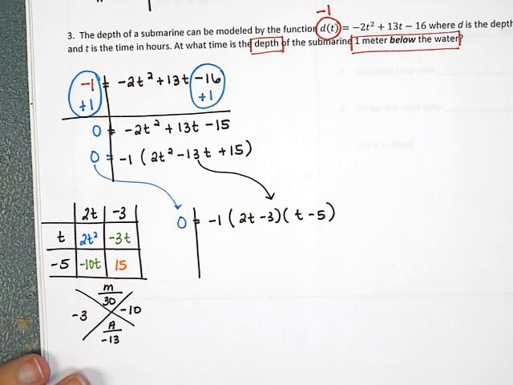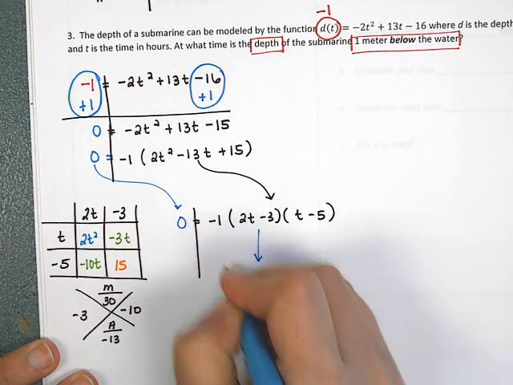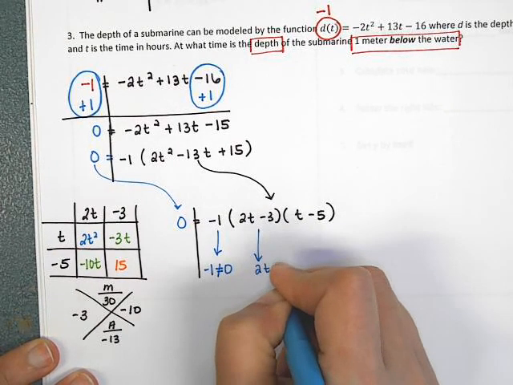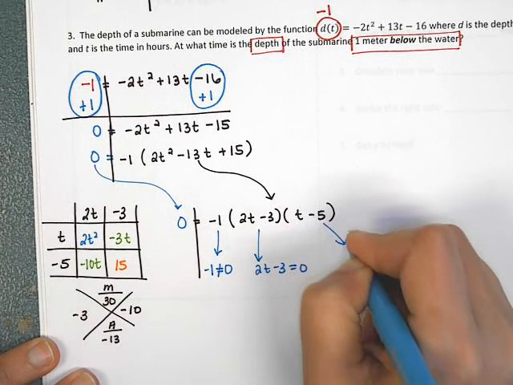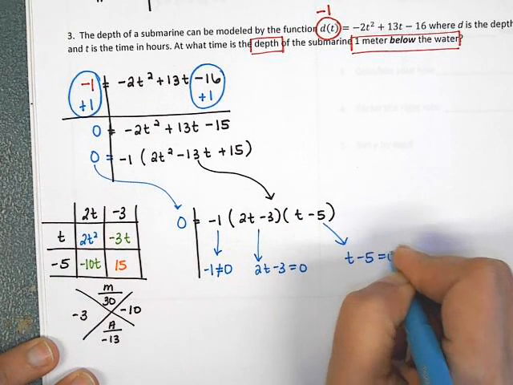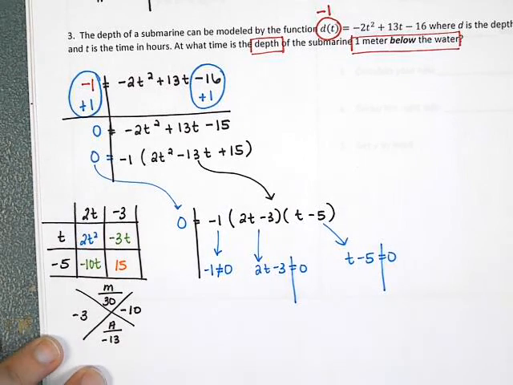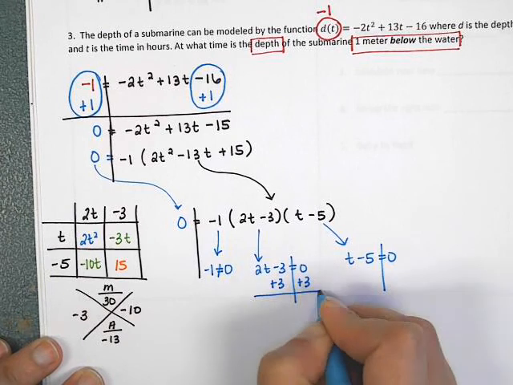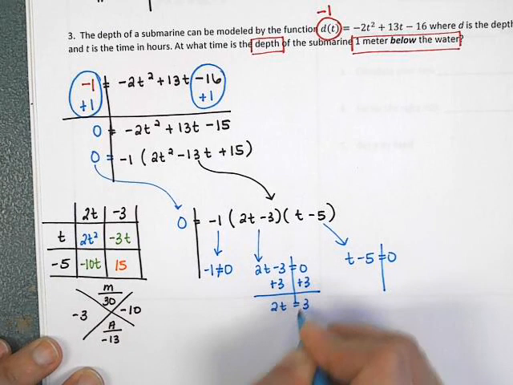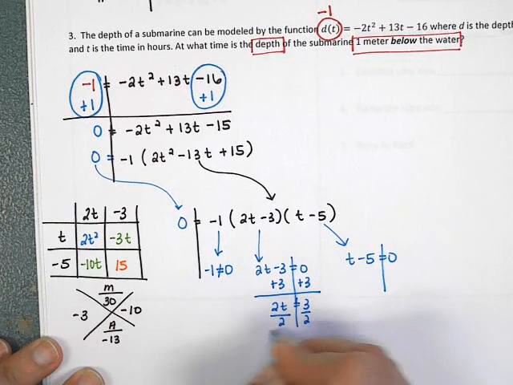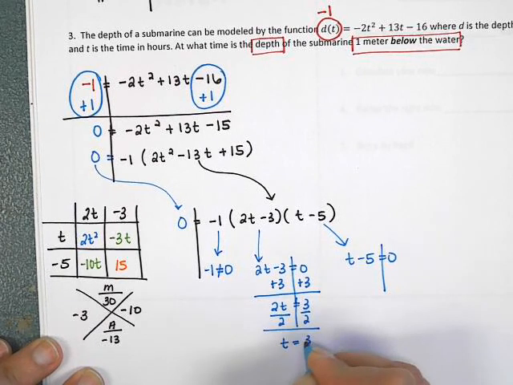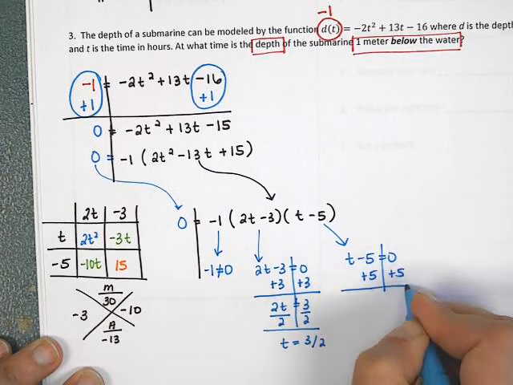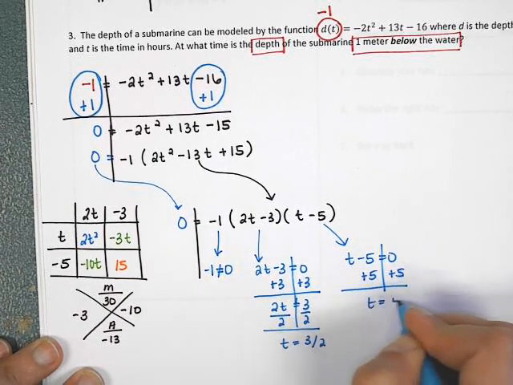So to solve this, each of these needs to be equal to 0. Once again, negative 1 will never equal 0. 2t minus 3 might equal 0, and t minus 5 will equal 0. And I just need to solve those. So to solve 2t minus 3 equals 0, I'm going to add 3 on both sides, and I'm going to have 2t equals 3. Then I'm going to divide by 2, and I'm going to get t equals 3 over 2. Here I'm going to add 5, and then I'm going to have t equals 5.